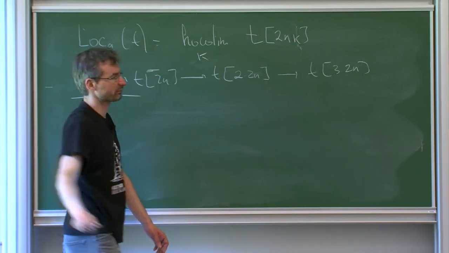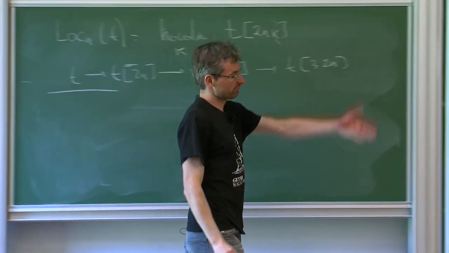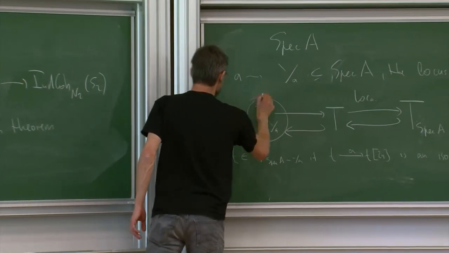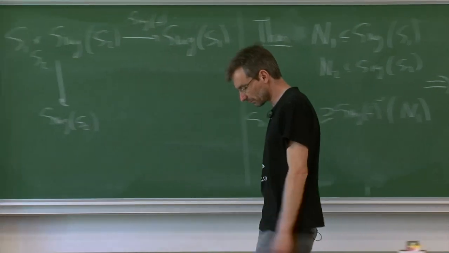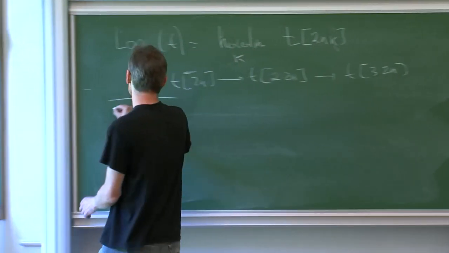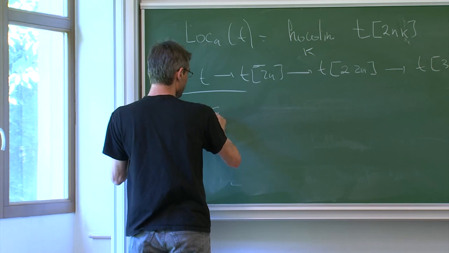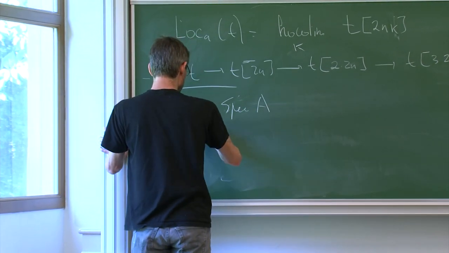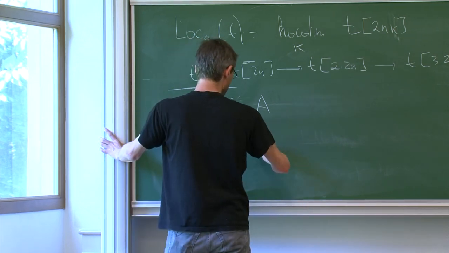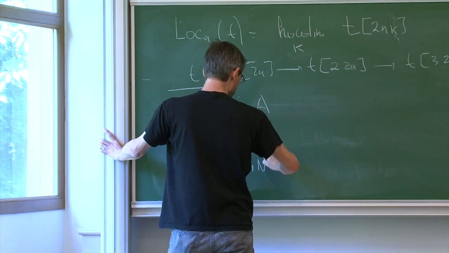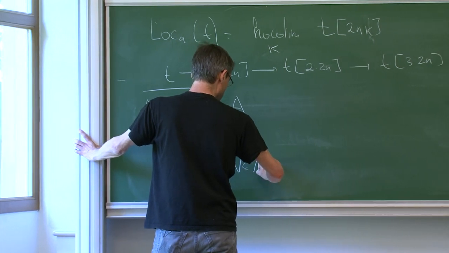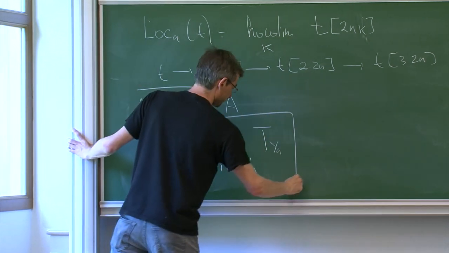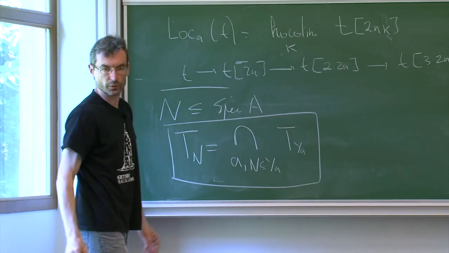Okay, so this means that this is the subcategory of objects supported on zeros of A. Now, if you have N Zariski closed in spec A, you define T sub N as the intersection of all the T sub YA such that N is contained in YA. So that's how you define support.